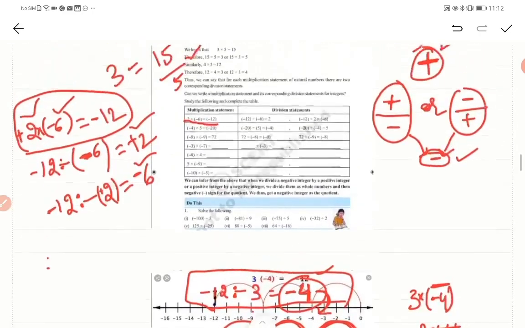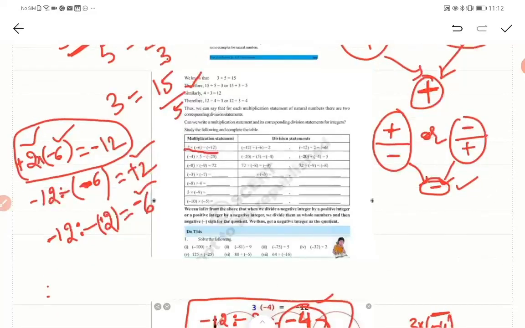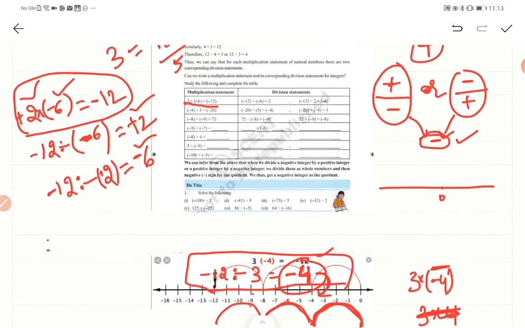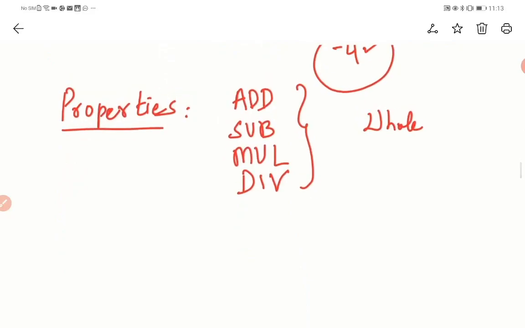Before that, students, in your textbook you have many exercise problems for multiplication. It's very easy, and try to analyze it by drawing on the number line as well. And if you have any doubt how to plot it on the number line, we can discuss that in your online class, on Zoom meeting. Let's move on to the properties now.